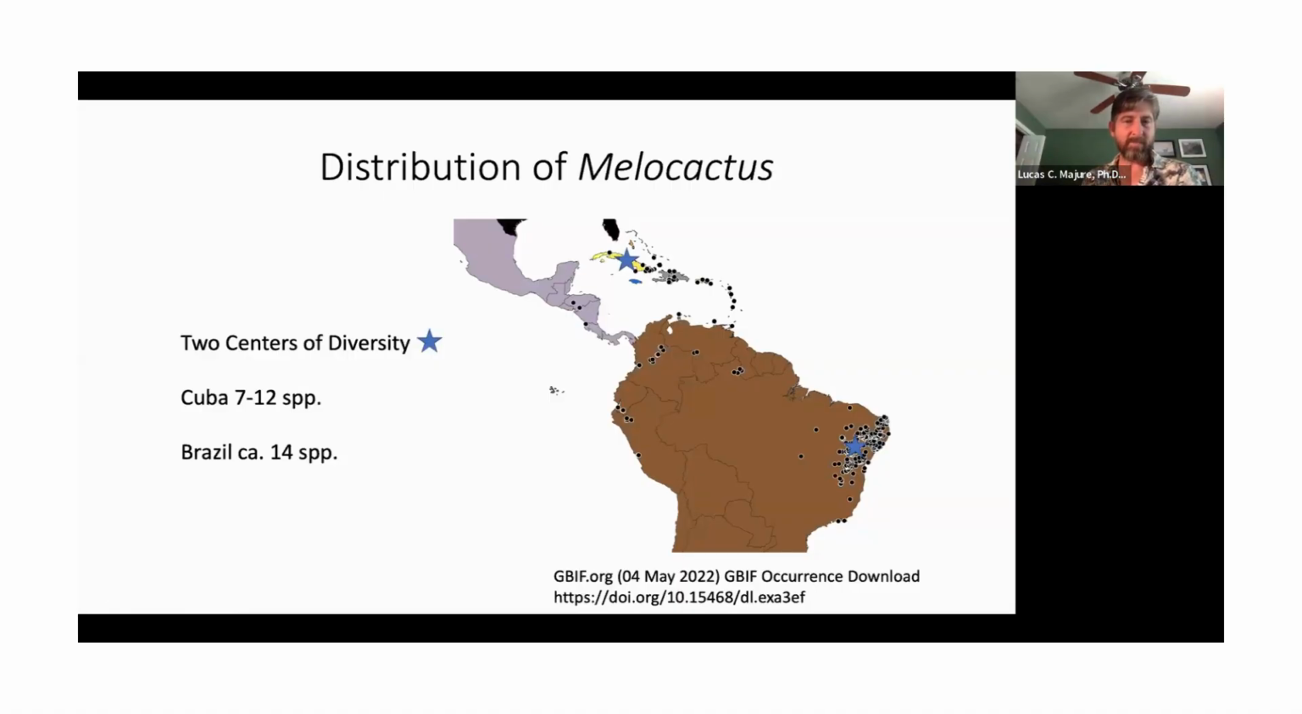In Cuba, this number gets thrown around. Actually, I have 7 to 12 species, but the number that has historically been thrown around is about 3 to 13, something like that, in Cuba. So we were really interested in trying to tease apart, first of all, what are the species there, and then how many times did this group Melocactus make it to the Caribbean in general? And then when did that happen, right?